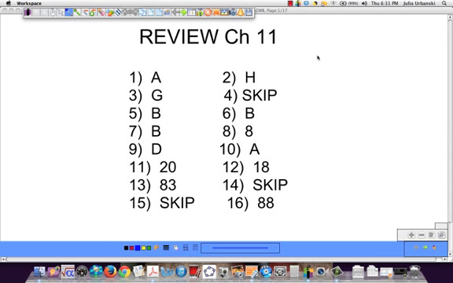Okay, and here's the solution set for chapter 11. Check your answers. See which ones you need to double check.